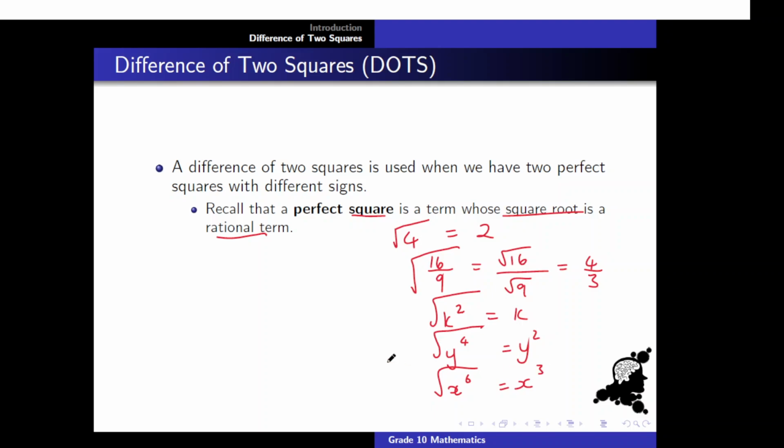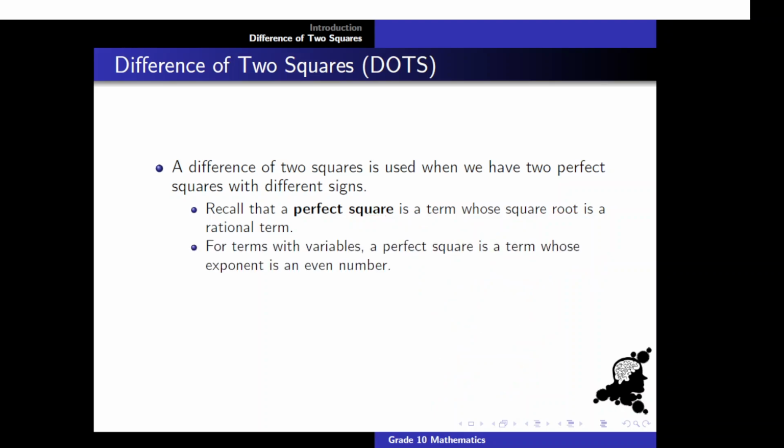In essence, what we're saying is a term or a variable does not only have to have an exponent of 2. For as long as the exponent is an even number, that specific term is a perfect square. Please take note of that. As we have mentioned, for terms with variables, a perfect square is a term whose exponent is an even number. I can have something like p to the power 12. Because the 12 is an even number, this is a perfect square.